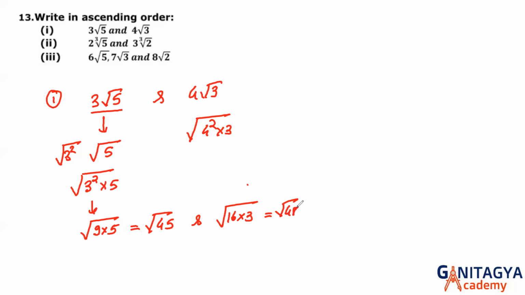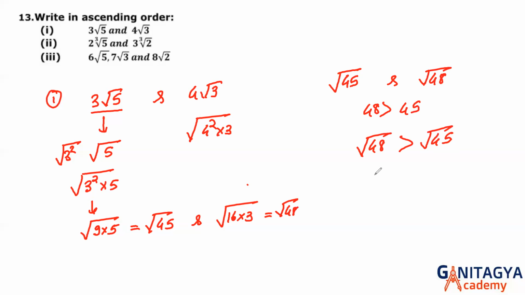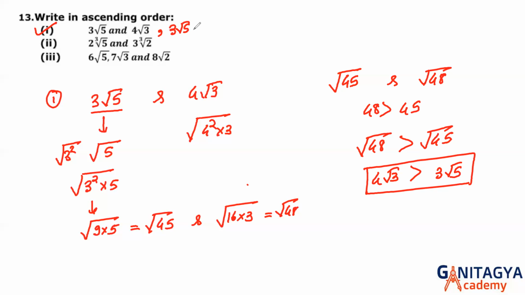So now you can see one is under root 45 and another is under root 48. So definitely 48 is bigger than 45. So under root 48 is greater than under root 45. Hence I can write 4 under root 3 is greater than 3 under root 5. Please write it down. So this is our first question. So we can say 4 root 3 is greater than 3 root 5. So the ascending order will be 3 root 5 and then 4 root 3. Please write it down.